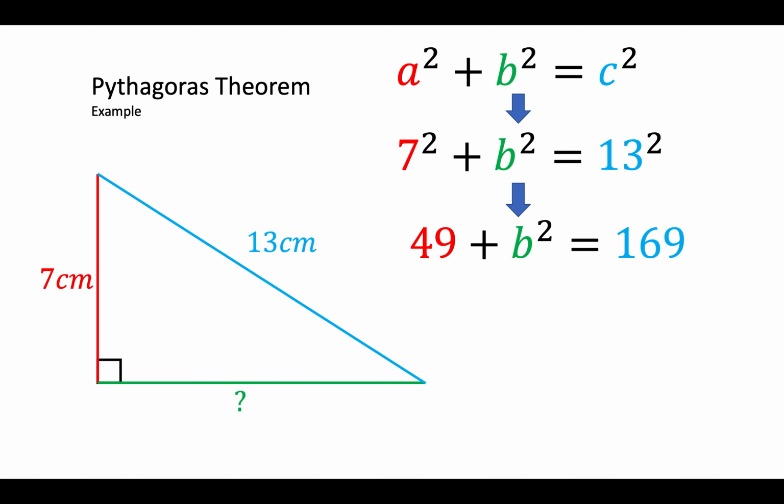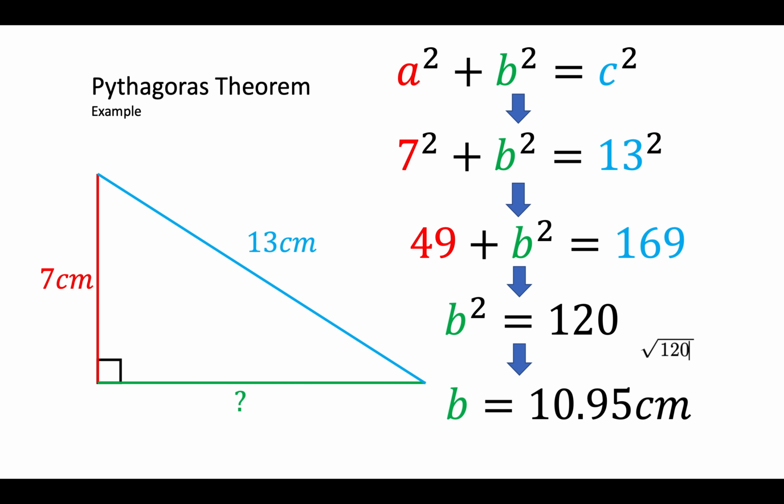We rearrange to get 49 on the other side, so we take 49 off both sides, and we get B squared equals 120. We square root using that square root button on the calculator again. And we get B is 10.95 centimeters.